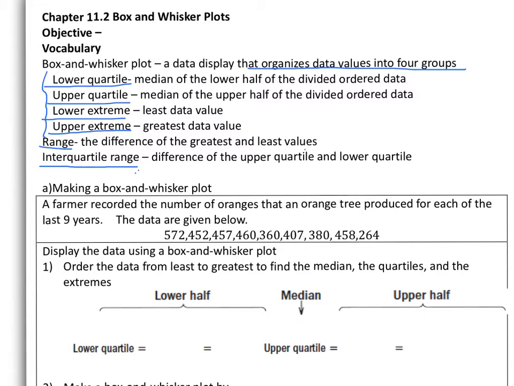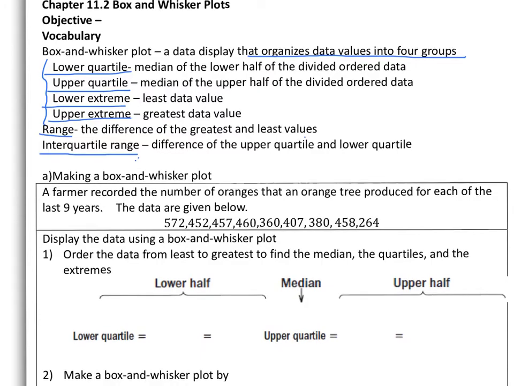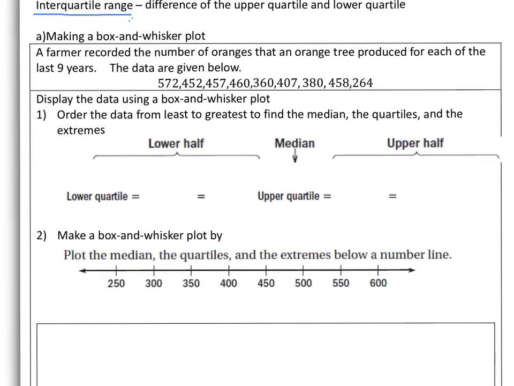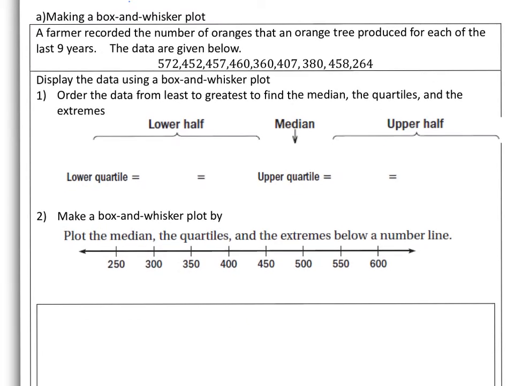Making a box and whisker plot. A farmer recorded the number of oranges that an orange tree produced for each of the last 9 years. The data are given below. 1, 2, 3, 4, 5, 6, 7, 8, 9. 9 years. And the number of oranges per year. Display the data using a box and whisker plot.